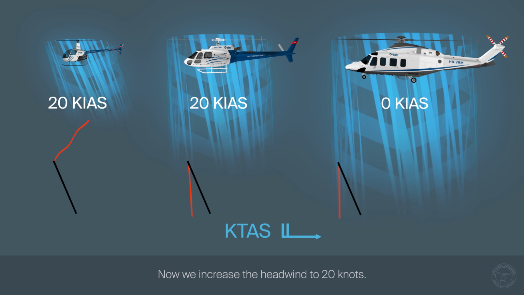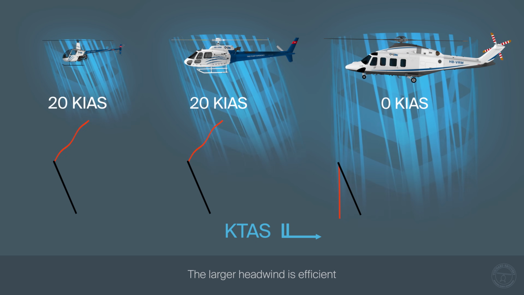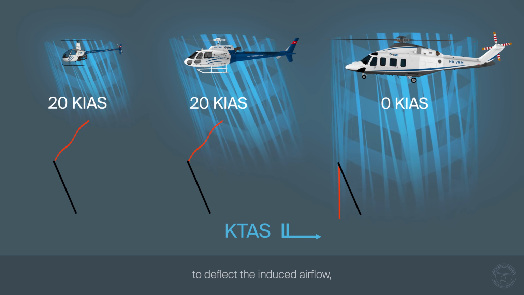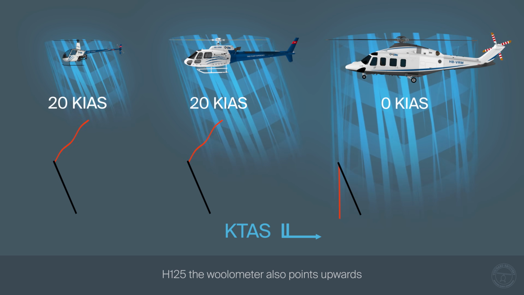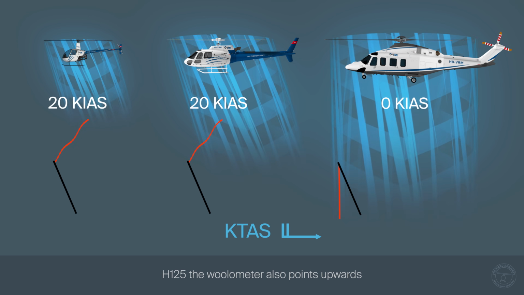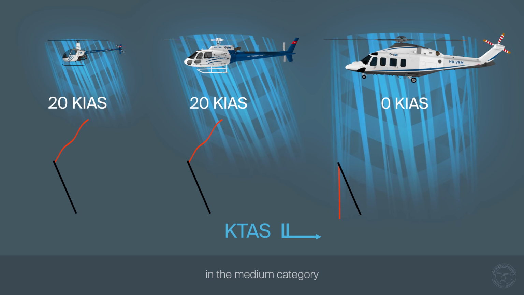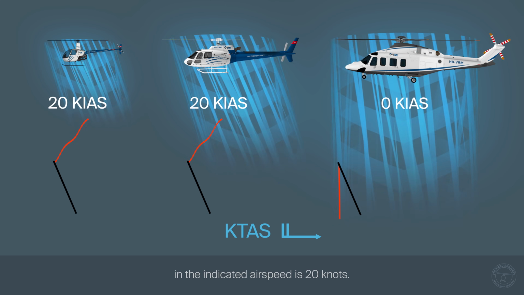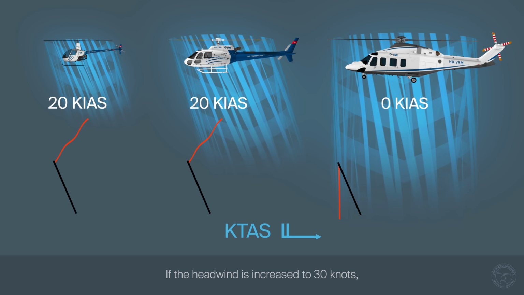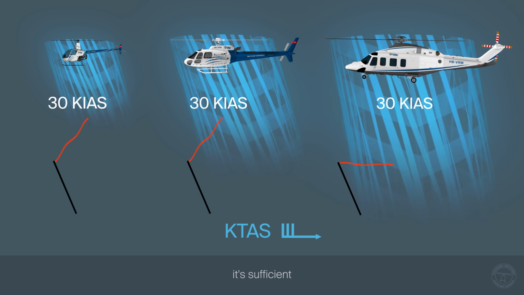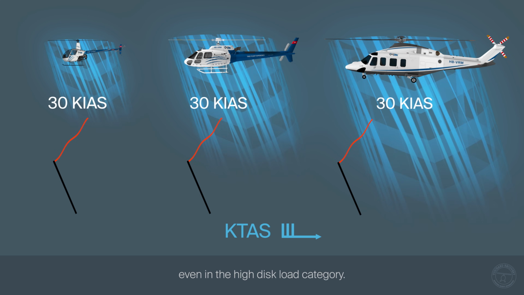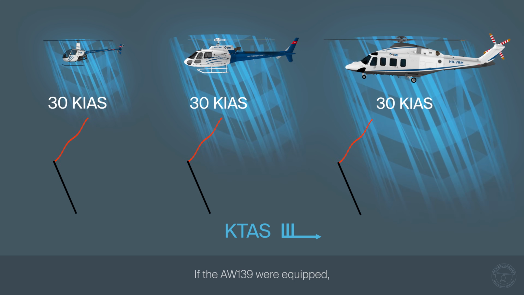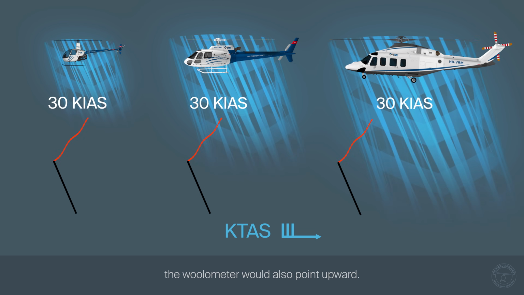Now, we increase the headwind to 20 knots. The larger headwind is sufficient to deflect the induced airflow, even in the medium disk load category, H125. The WOOLOMETER also points upwards in the medium category, and the indicated airspeed is 20 knots. If the headwind is increased to 30 knots, it's sufficient to deflect the induced airflow, even in the high disk load category. If the AW139 were equipped, the WOOLOMETER would also point upward.